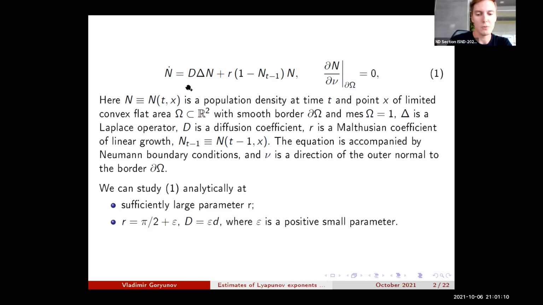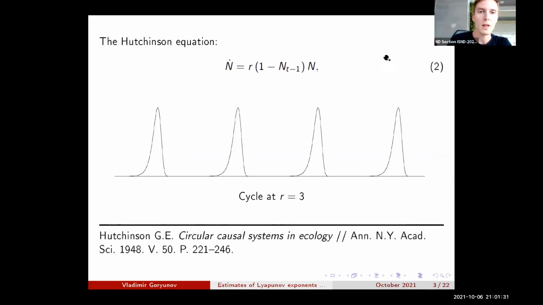We can study this boundary value problem one analytically just in two scenarios: in case of a sufficiently large value of parameter r, and in case of parameter r close to the critical value half of pi, with adding the special small positive parameter epsilon. This critical value half of pi is a critical value of parameter r in the Hutchinson equation of the form 2. If r is less than the critical value, then the constant solution with value 1 is a stable equilibrium state of this equation. And if r is greater than half of pi, then there exists a stable cycle. Its form at r equals 3 is shown on the slide.